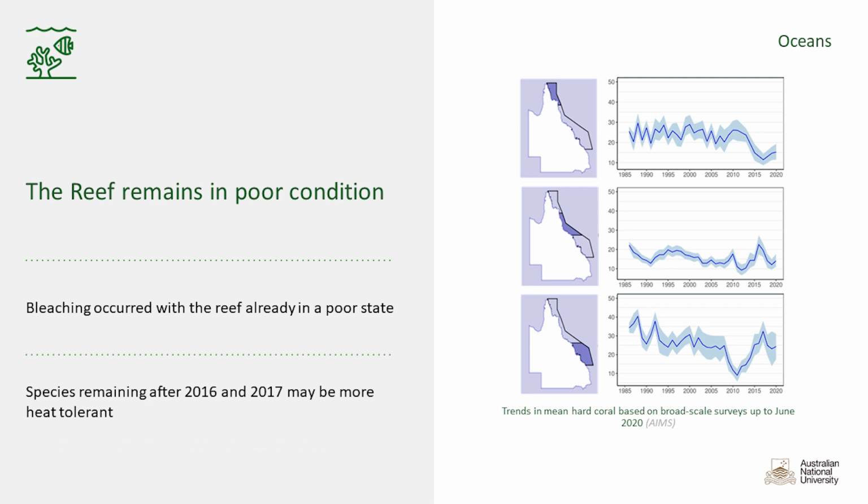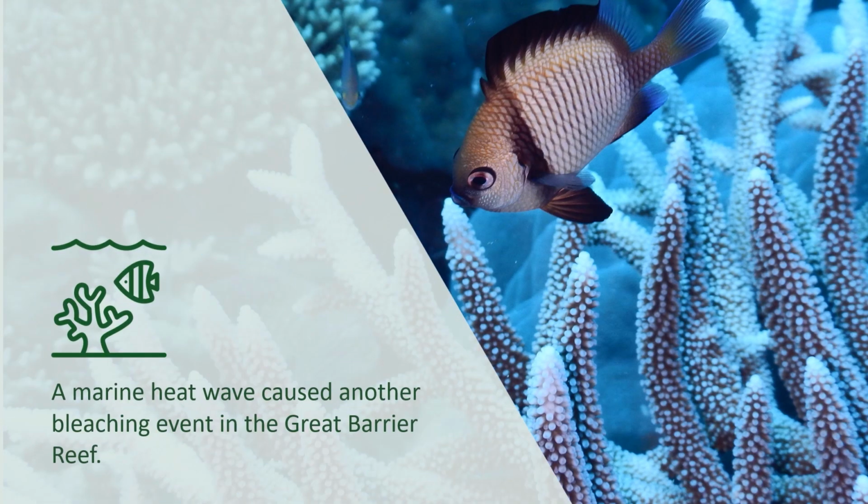Bleaching occurred when the reef was already in a poor condition, and the bleaching doesn't appear to have changed that too much. Indeed, there are some indications that the species remaining after 2016 and 17 events may be more heat tolerant. In summary, the main event this year was a marine heat wave that caused a mass bleaching event in the Great Barrier Reef.